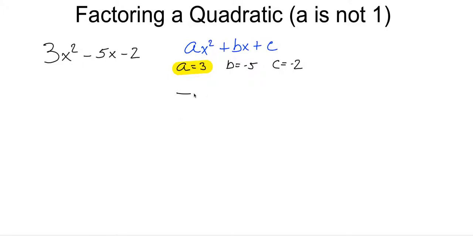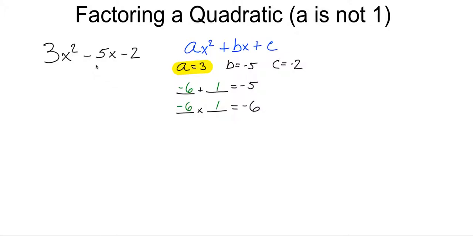So I need to find numbers, again, that are going to add to b. So blank plus blank equals -5. But instead of multiplying to c, I have to multiply to ac. In this case, a is 3, c is -2, so 3 times -2 is going to be -6. So I need to find numbers that are going to add to -5 and multiply to -6. Those numbers are going to be -6 and +1. And it doesn't really matter what order you put them in, but those are the numbers that we need to use.